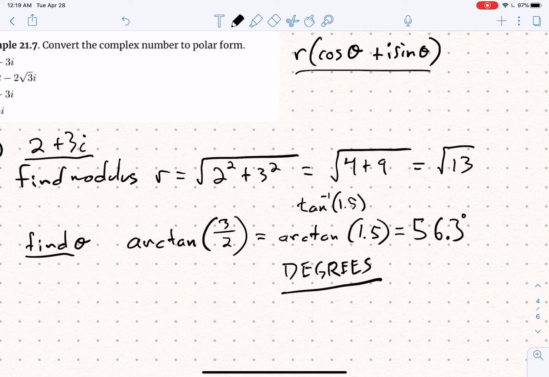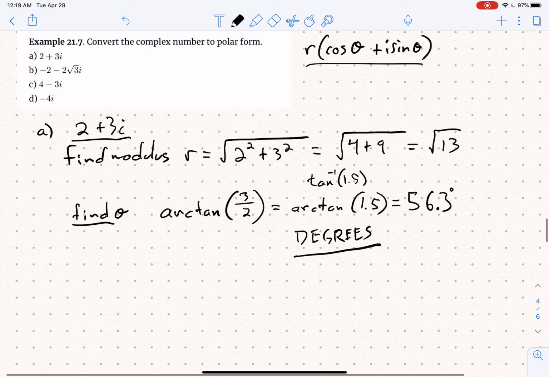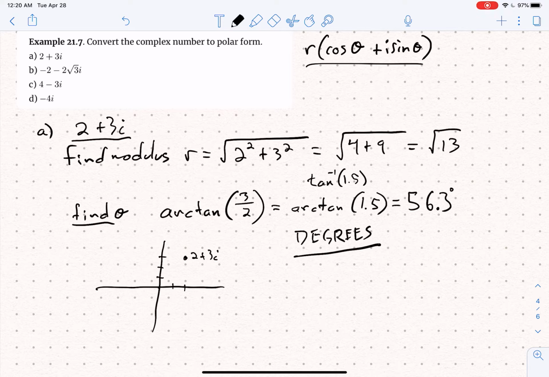Okay. Now, the question is: is this the correct angle theta? And here's how we figure it out. If we draw the coordinate plane, the number 2 plus 3i, if we just graph that in standard form, 1, 2, and then 1, 2, 3, here is the number 2 plus 3i, and I see that it is in the first quadrant, quadrant 1. And then when I look at this, 56.3 degrees, this is also an angle in quadrant 1.